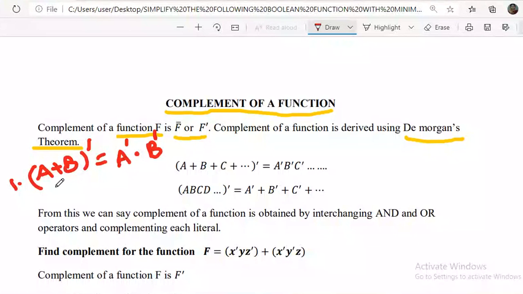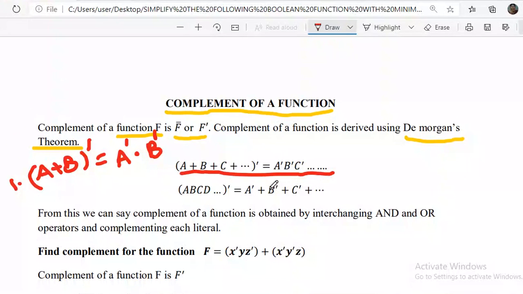We studied it with two alphabets just for clarification, but you do not have to apply De Morgan's theorem only to two alphabets. It can be any number of terms: 3 variables, 4 variables, 5 variables. That is what is given here, a plus b plus c, like that. If I take any number of alphabets with a whole bar, I break the whole bar into individual bars, and the addition will become multiplication. This is our first De Morgan's theorem.